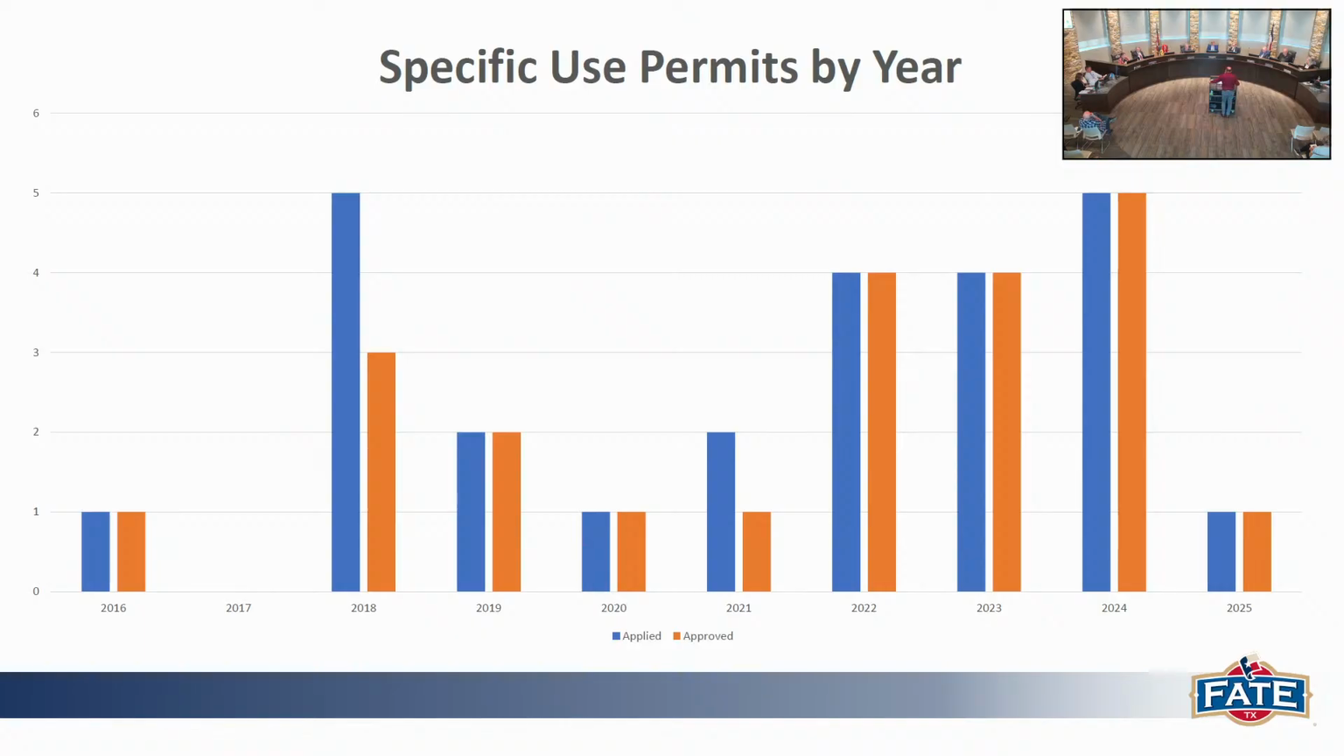This bar graph shows the specific use permits by year starting in 2016. And as you can see, with a few exceptions, most of the SUPs proposed that have come before City Council have been approved. In 2018, 2 of the 5 were denied, and then in 2021, 1 of the 2 proposed were denied. But since 2022, all the SUPs brought to City Council have been approved.